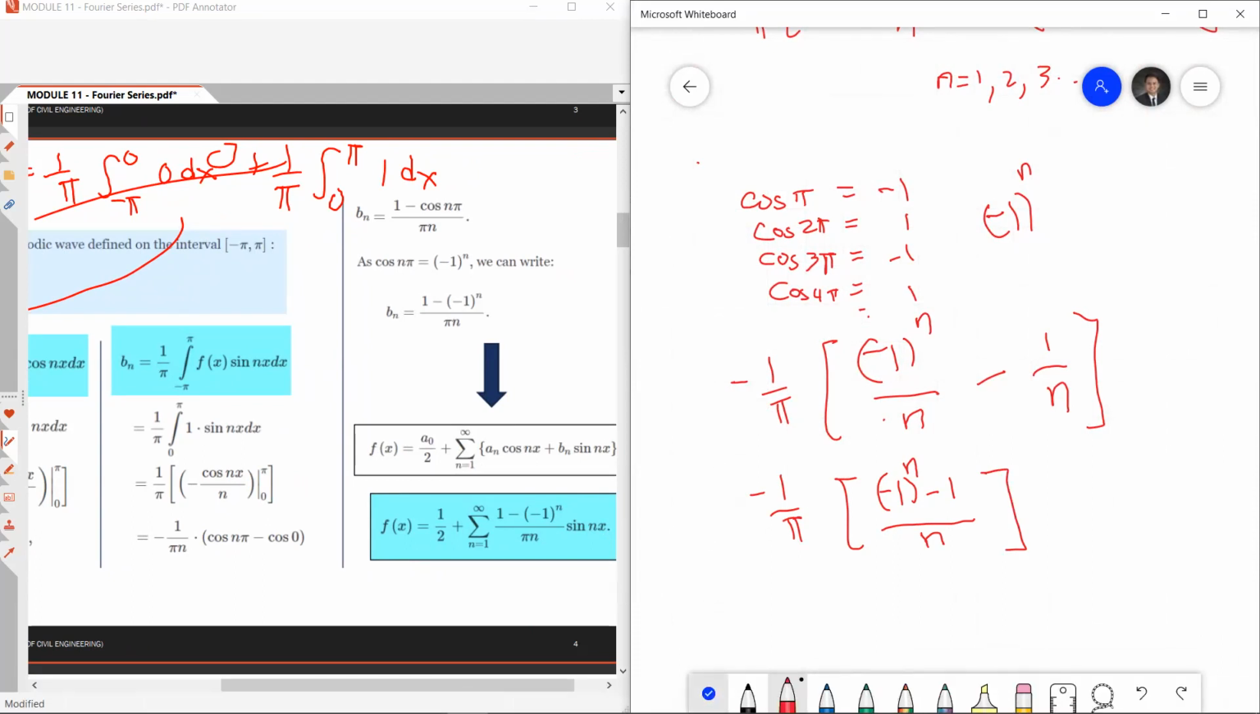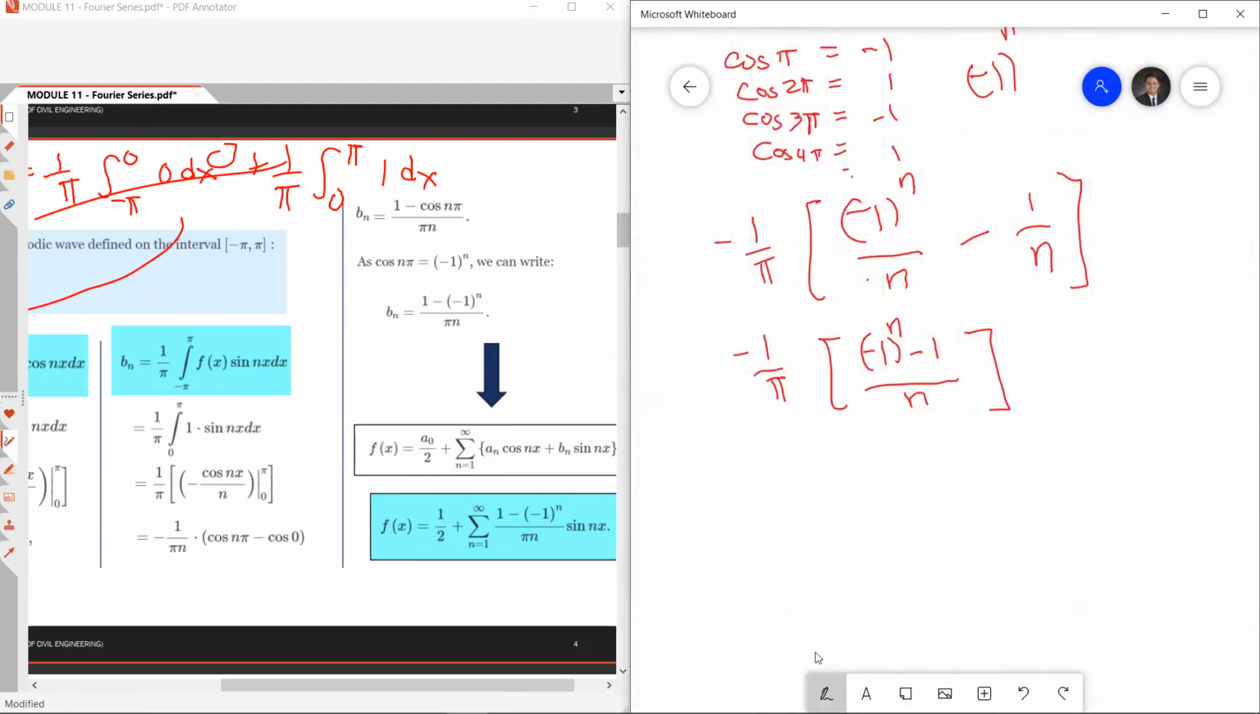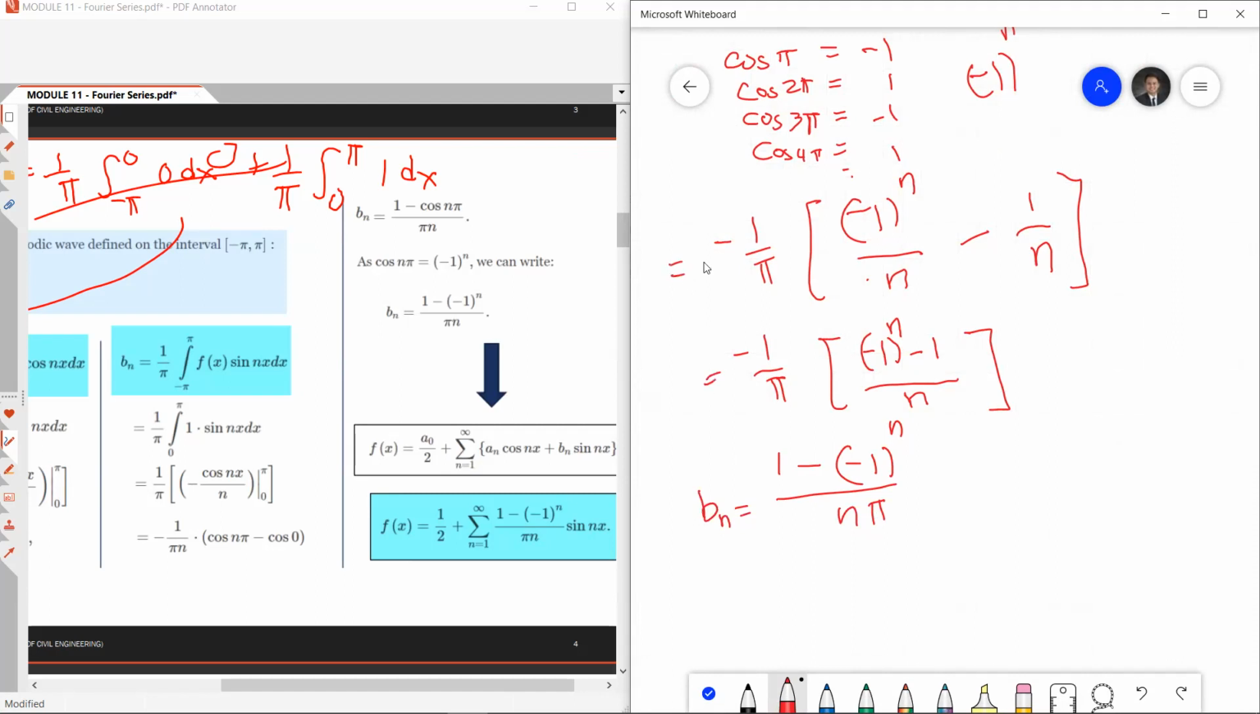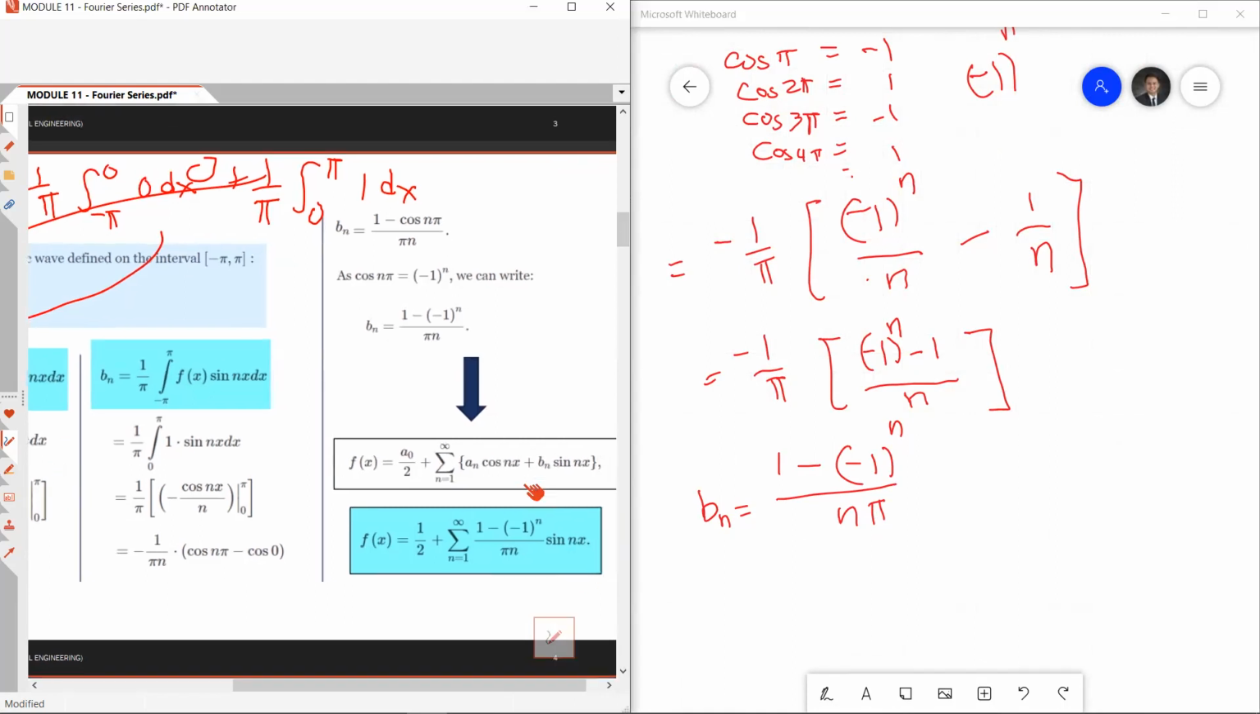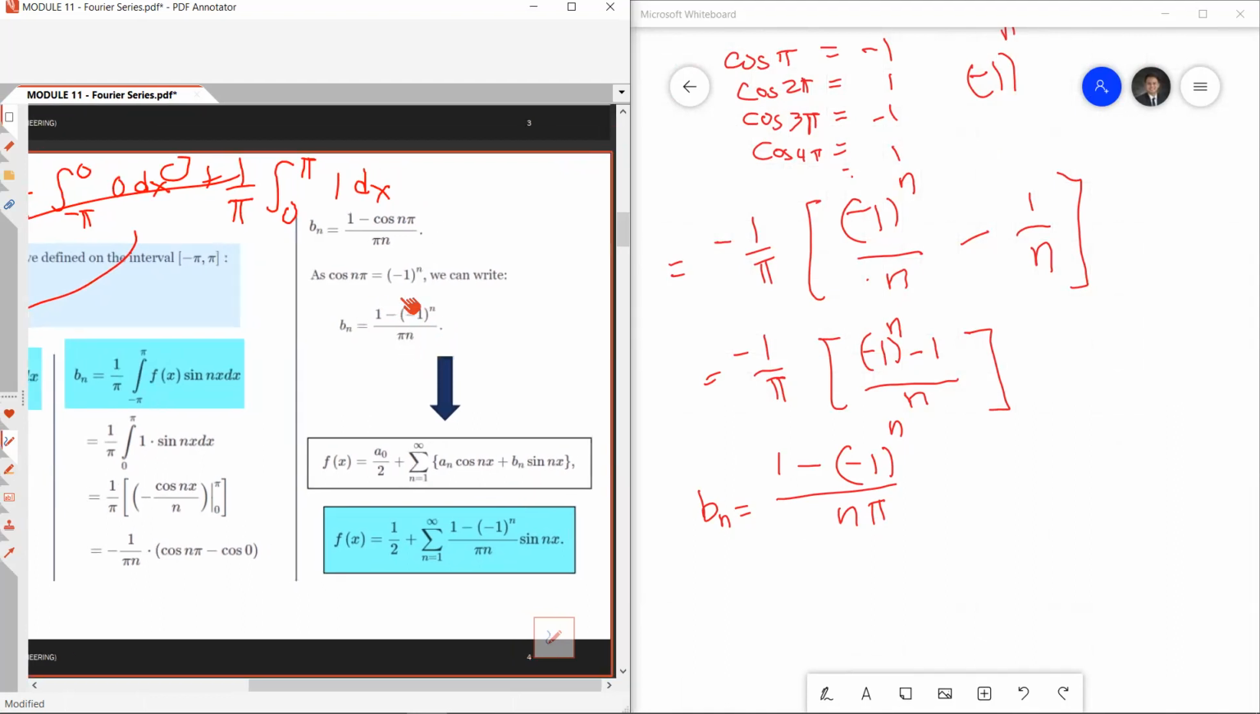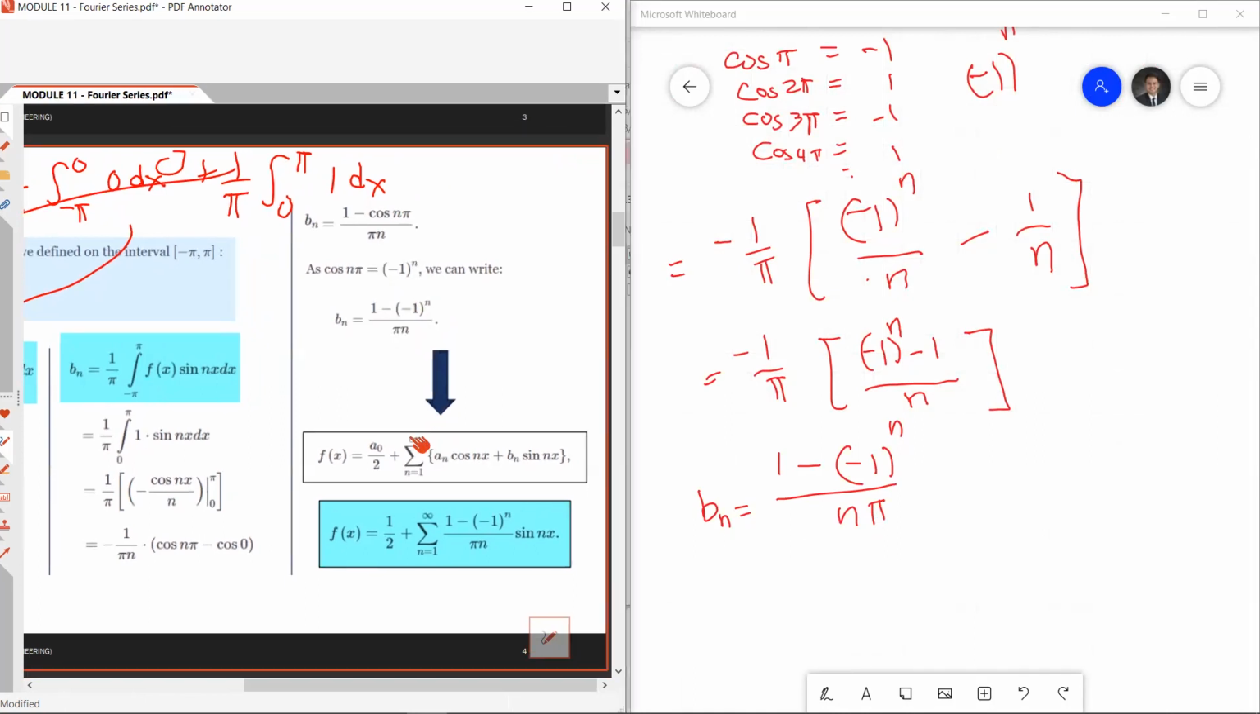Then multiply natin yung negative 1 over pi. So if we multiply negative 1 over pi, you now have positive 1 minus negative 1 raised to n over n pi. So this will be our b sub n, which is exactly the same as this one: 1 minus negative 1 raised to n over n pi. Okay? So, clear ba yon?